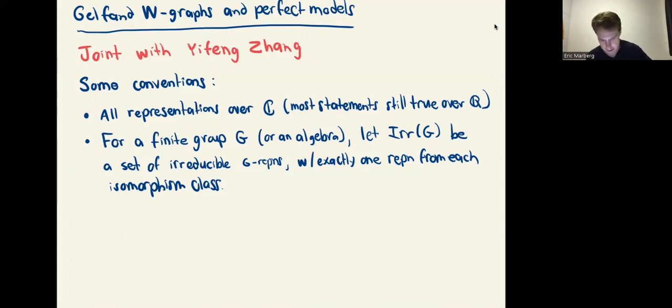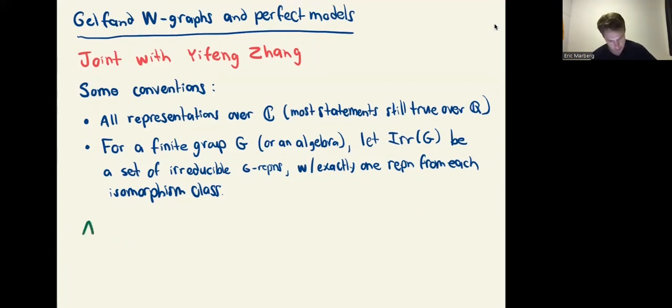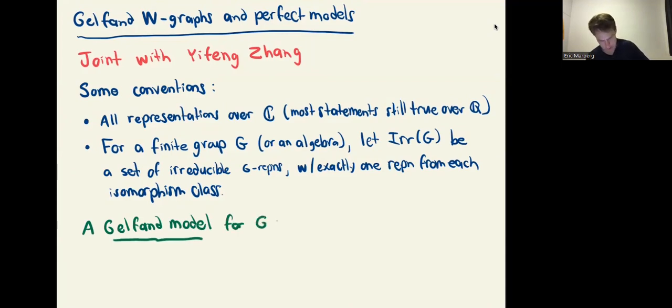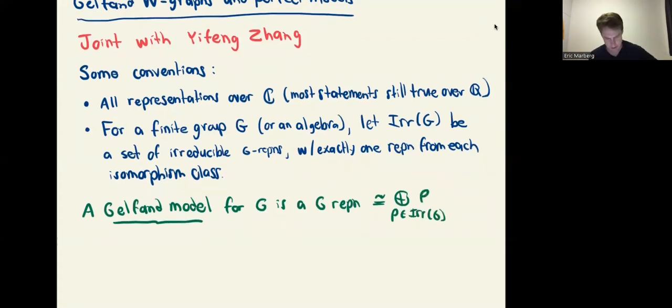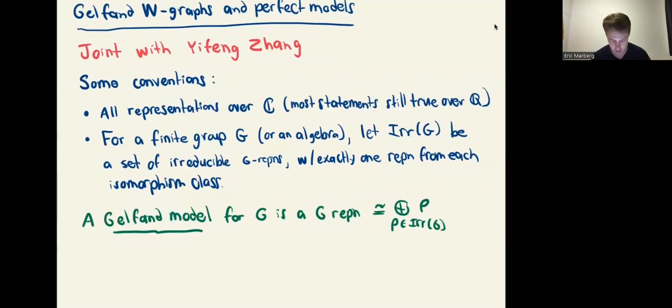And then, with this setup, a Gelfand model, I'm going to use this term, for G is just a G representation that's isomorphic to this direct sum over all irreducibles like this. So it's convenient to have this terminology. A Gelfand model is just some representation that contains every irreducible representation with multiplicity 1 up to isomorphism.